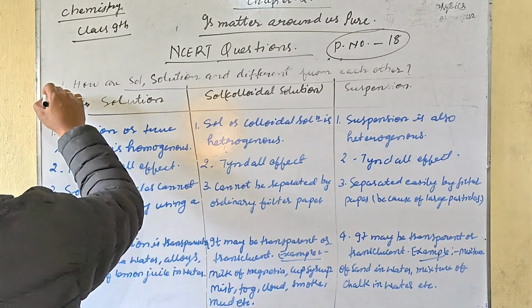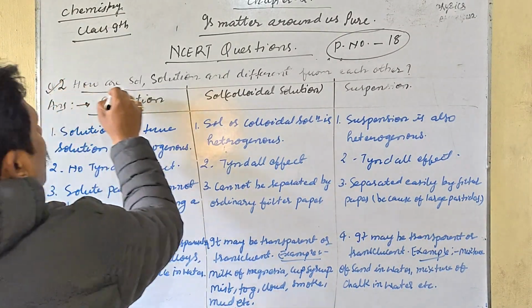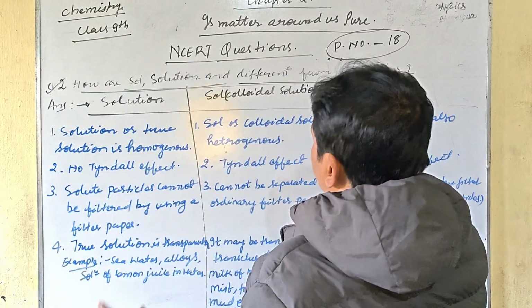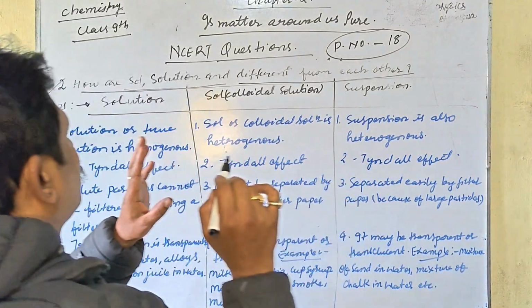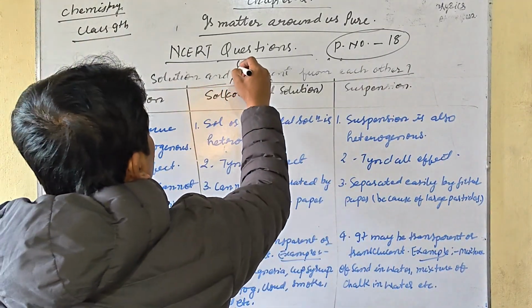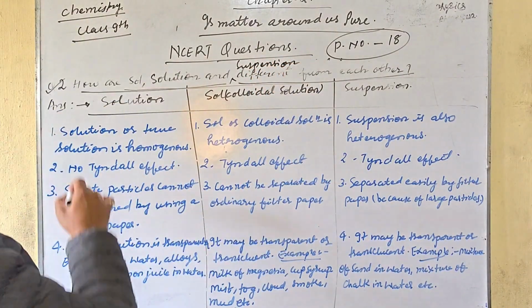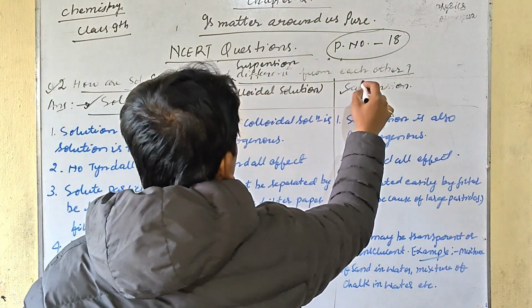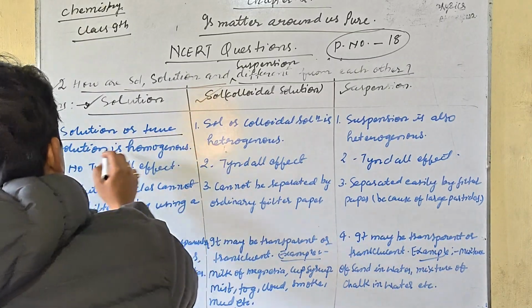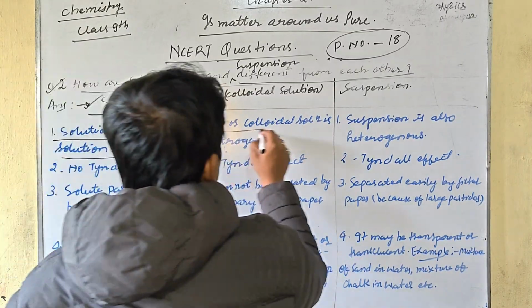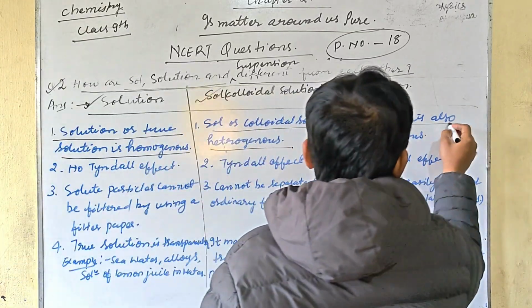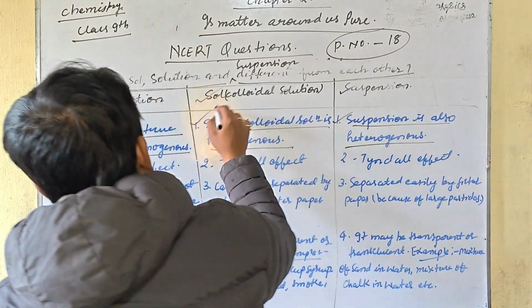Question number 2: how are solutions and suspensions different from each other? Point number 1: a solution is true and homogeneous, a colloidal solution is heterogeneous, and a suspension is also heterogeneous.